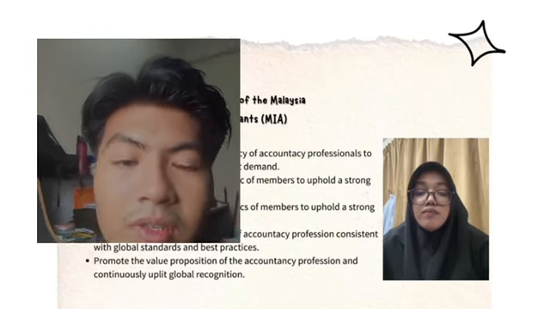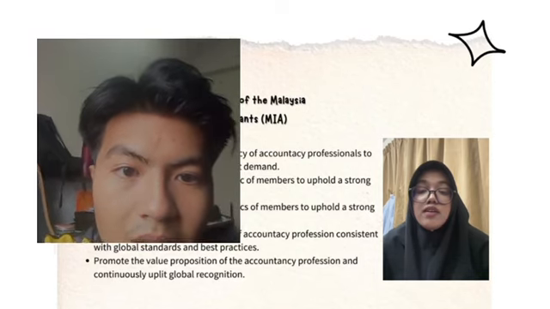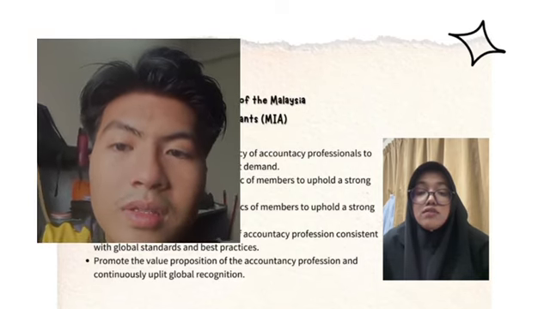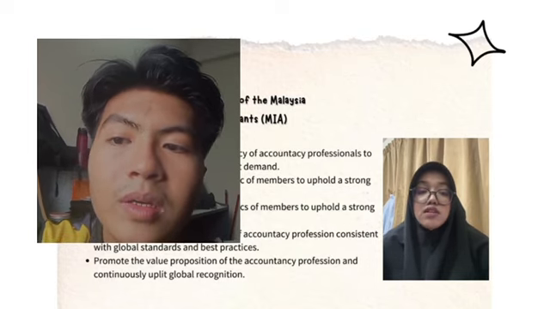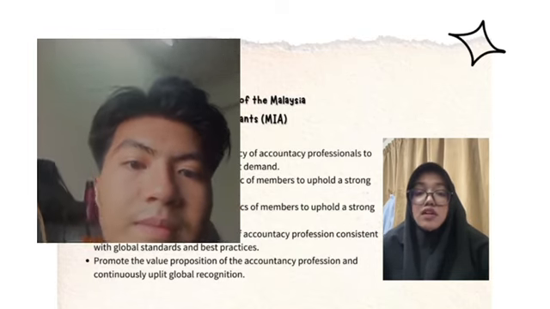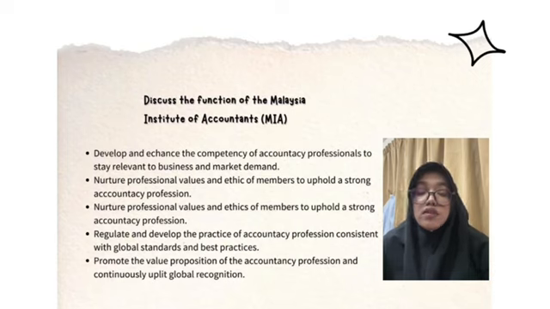It also helps stakeholders such as investors, banks, and the government make informed decisions. MIA regulates and develops the practice of the accountancy profession, consistent with global standards and best practice, and upholds professional values and ethics of members to maintain a strong accountancy profession. Lastly, it promotes the value proposition of the accountancy profession and continuously uplifts global regulation.